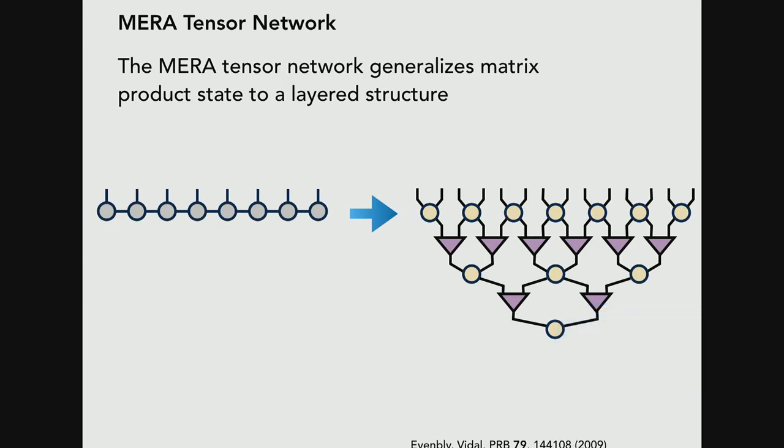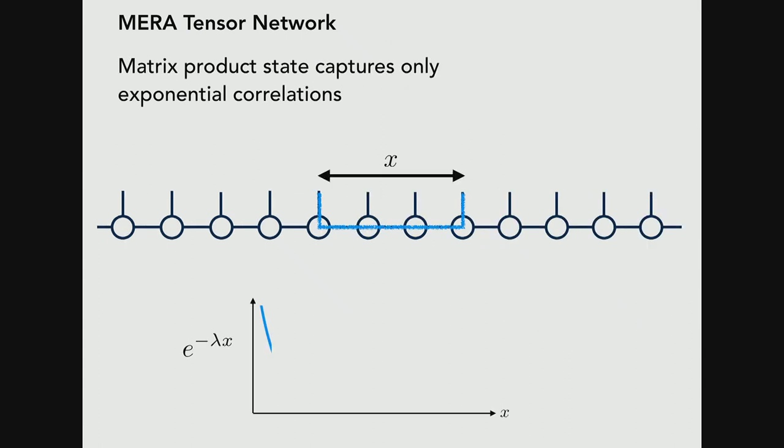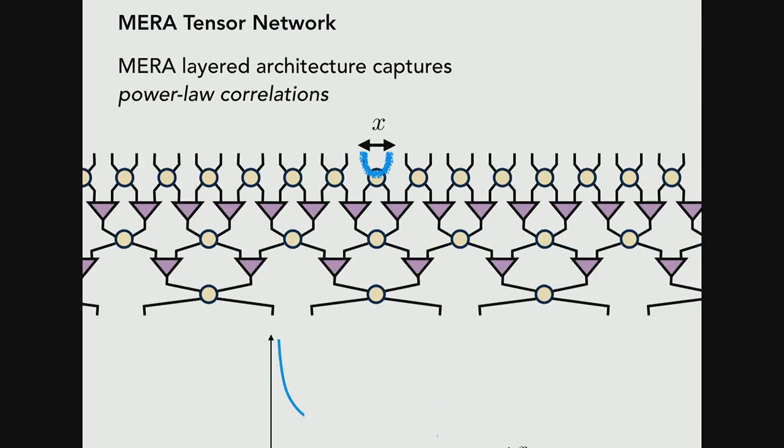So that's just one slide on PEPS. MERA is a different thing. It's a generalization of a matrix product state to have a layered structure. And so why might you want to do that? What's the reason? Well, the reason is that you can show rigorously that at least at long distances, a matrix product state only captures exponentially decaying correlations. So if I measure two operators at some distance x and then take that further and further apart, the correlation decays exponentially. But a MERA, you can show, at least you can construct a MERA that exactly has power-law correlations to all distances. And how does that work?